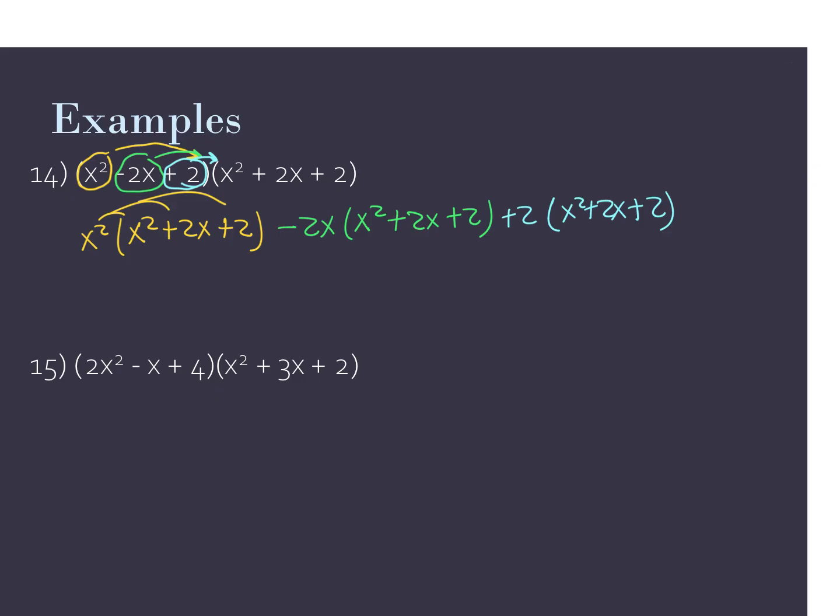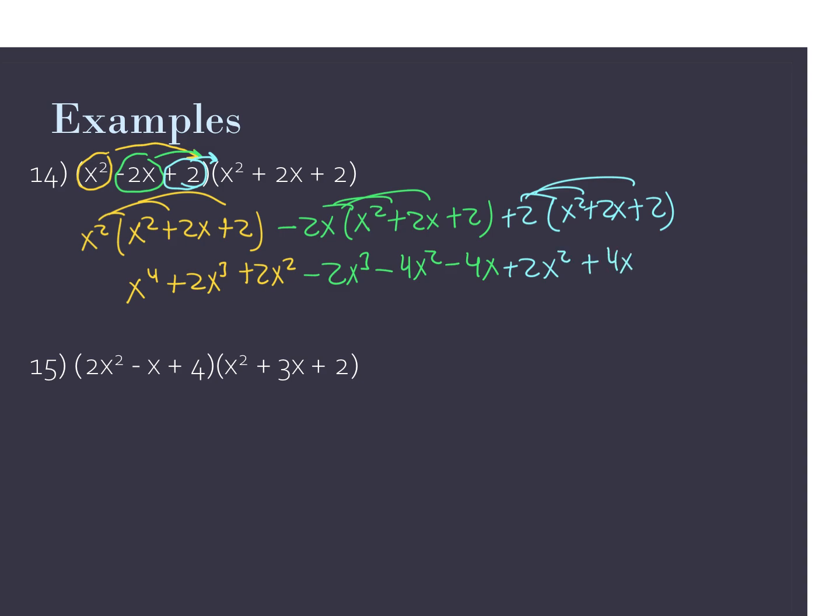All right. And then in each of these, I'm just going to distribute whatever term I have in front. So in yellow, I'm going to distribute that x squared, and that's going to get me an x to the 4th plus 2x to the 3rd plus 2x squared. In green, I can distribute negative 2x, and that's going to get me a negative 2x to the 3rd minus 4x squared minus 4x. And I could do the same thing in blue, distribute that 2 on the outside. That's going to get me a plus 2x squared plus 4x plus 4.